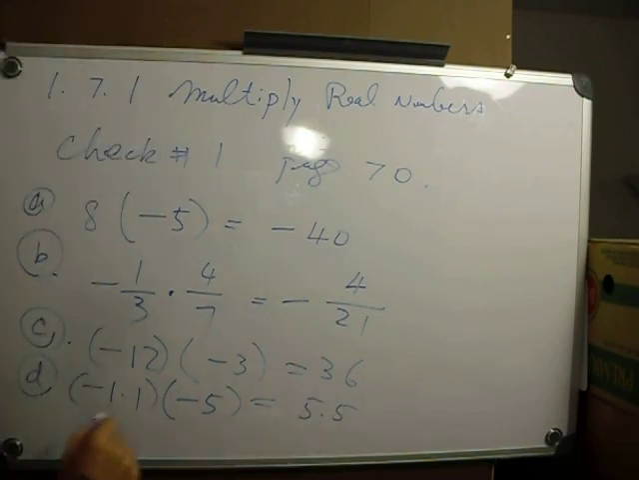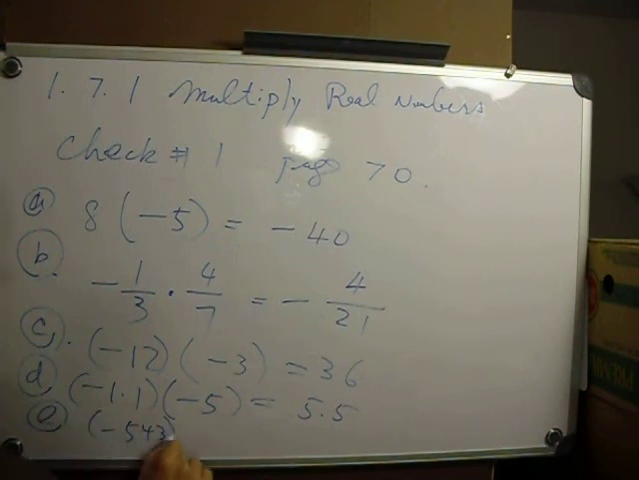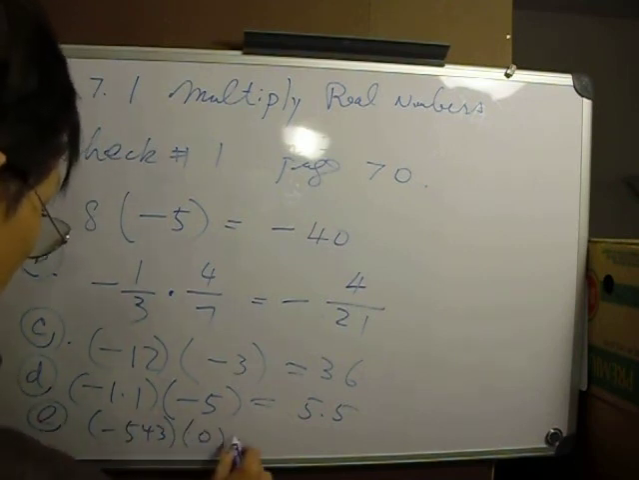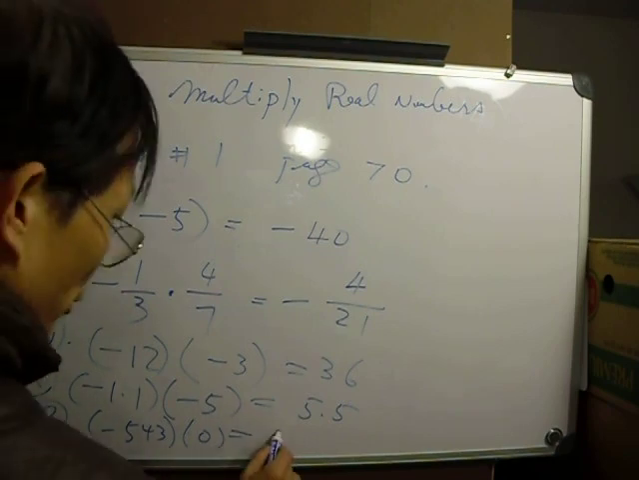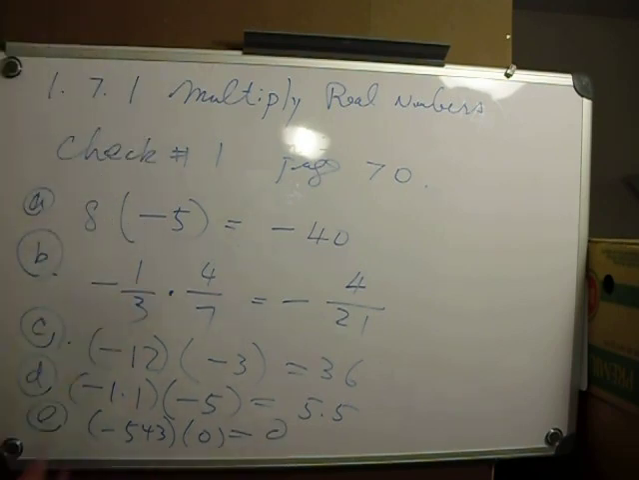The last example, E, is the number 543. This number multiplied by 0. So any number multiplied by 0 is 0. Okay, this is a relatively simple section.